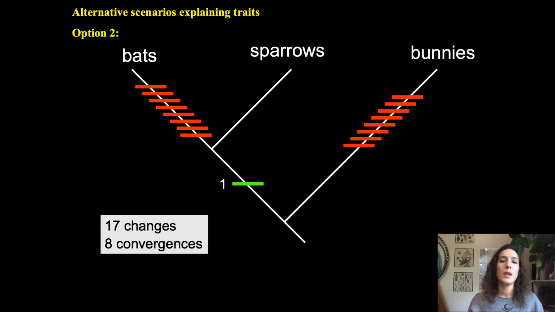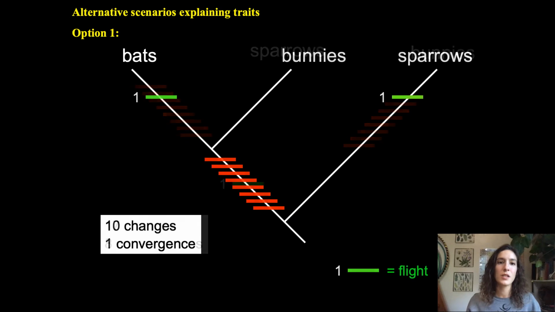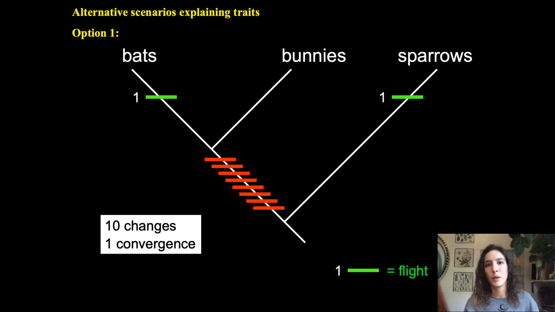So clearly here, the cladogram that has bats and bunnies more closely related to each other is the simpler of the two cladograms because it has fewer total changes, and most importantly, it has fewer homoplasies, fewer instances of convergent evolution. And so it is more believable, and so it sort of wins the parsimony analysis, and we believe the scenario where bats and bunnies are more closely related to each other than bats and birds are. Okay.